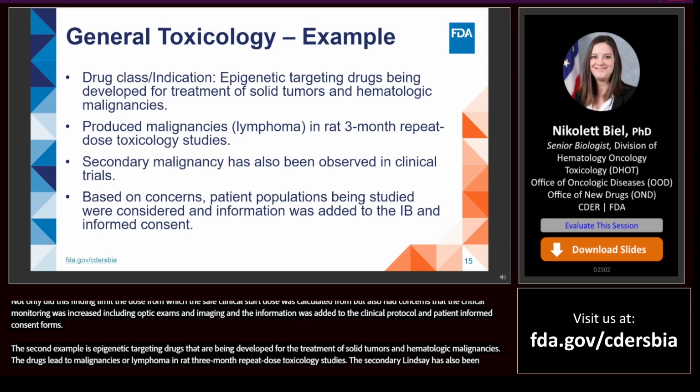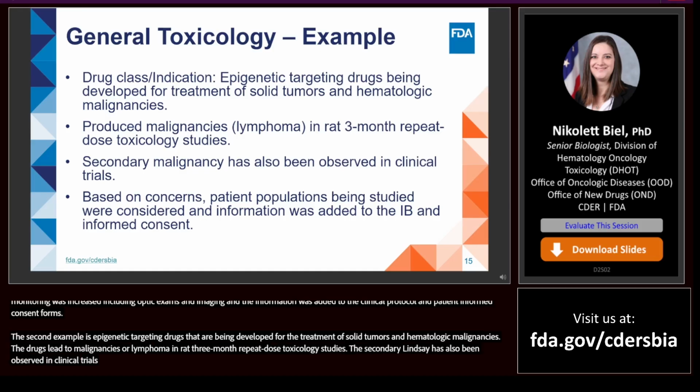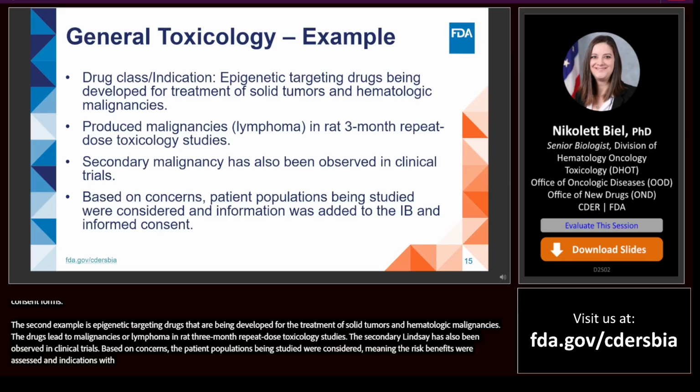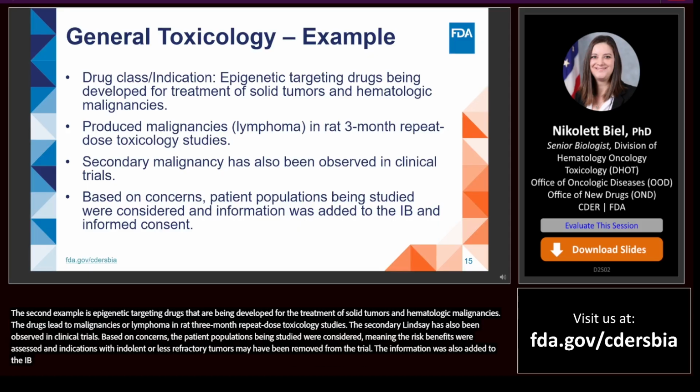Based on concerns, the patient population being studied was considered, meaning the risk-benefit was assessed and indications with indolent or less refractory tumors may have been removed from the trial. The information was also added to the IB and the patient-informed consent form. This information is also found in the warnings and precautions of the label of an FDA-approved drug in this pharmacological class.